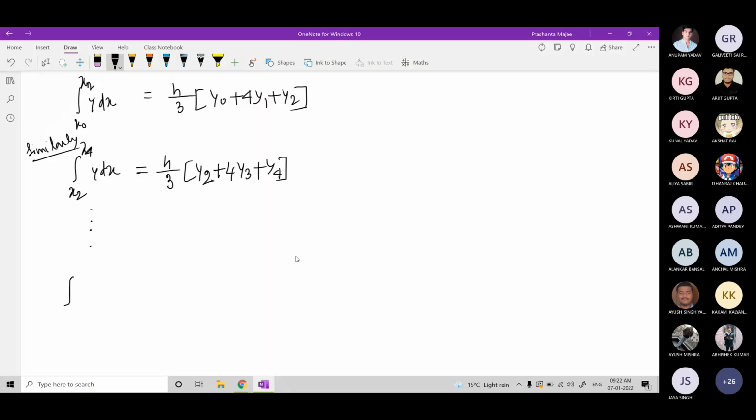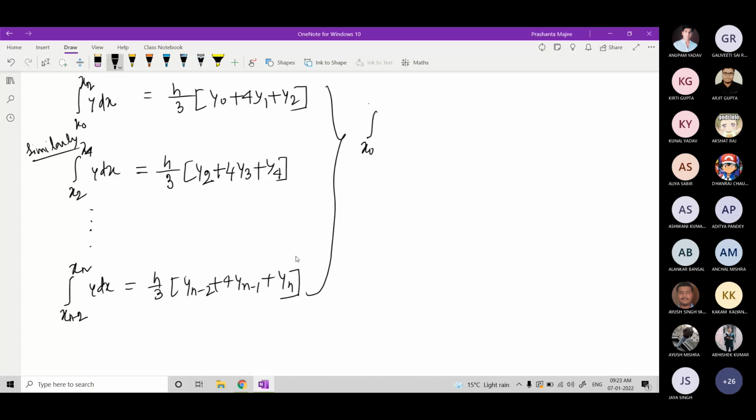How many data should there be? Odd number. It should be odd. So data should be odd. So here at the end it will be the integral from xn minus 2 to xn of y dx, that will be h by 3 into yn minus 2 plus 4 times yn minus 1 plus yn. So if you combine all these results, what will be the integration from x0 to xn of y dx?